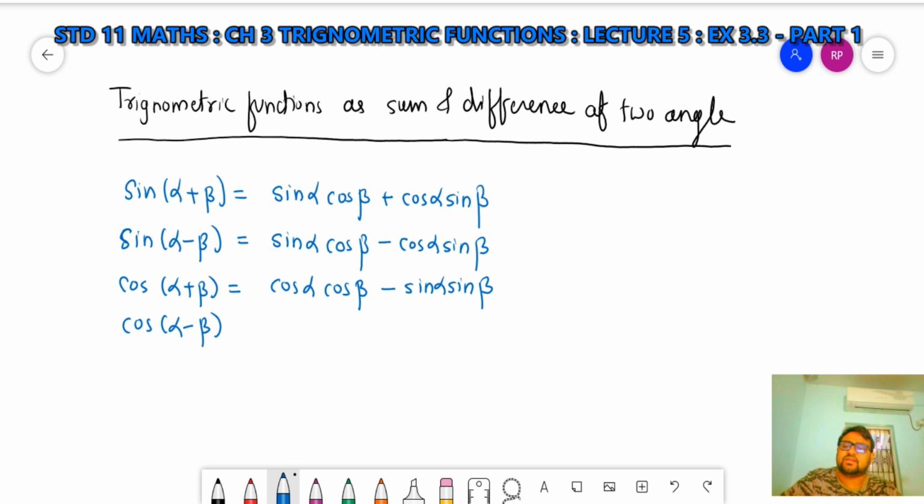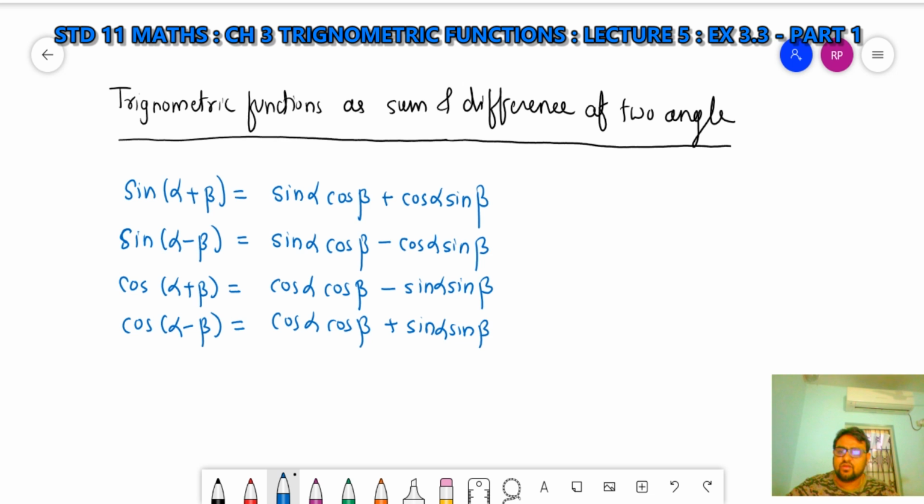Cos alpha minus beta is equal to cos alpha cos beta plus sine alpha sine beta. So sine alpha plus beta is sine alpha cos beta plus cos alpha sine beta. Remember, here it's plus, here it's plus, here it's minus, here it's minus. So in sine, the sign will not change, whereas in cos it changes. Plus changes to minus, minus changes to plus.